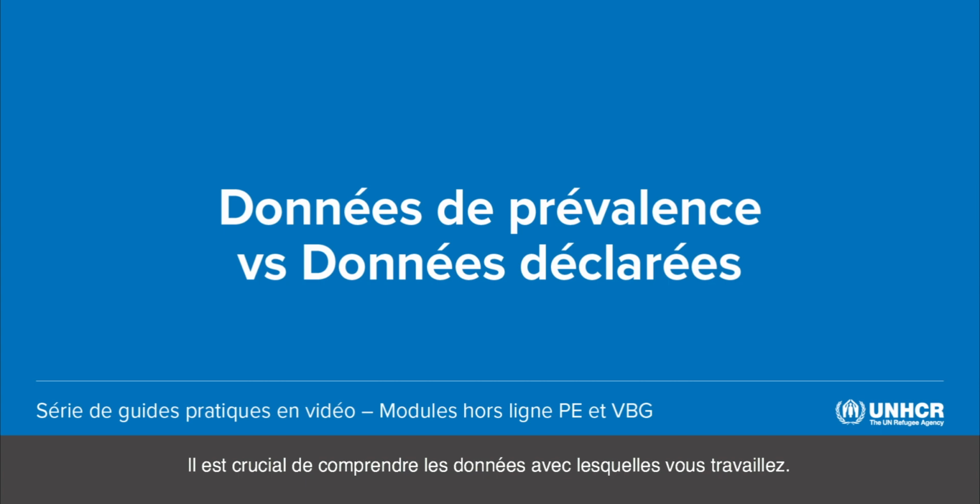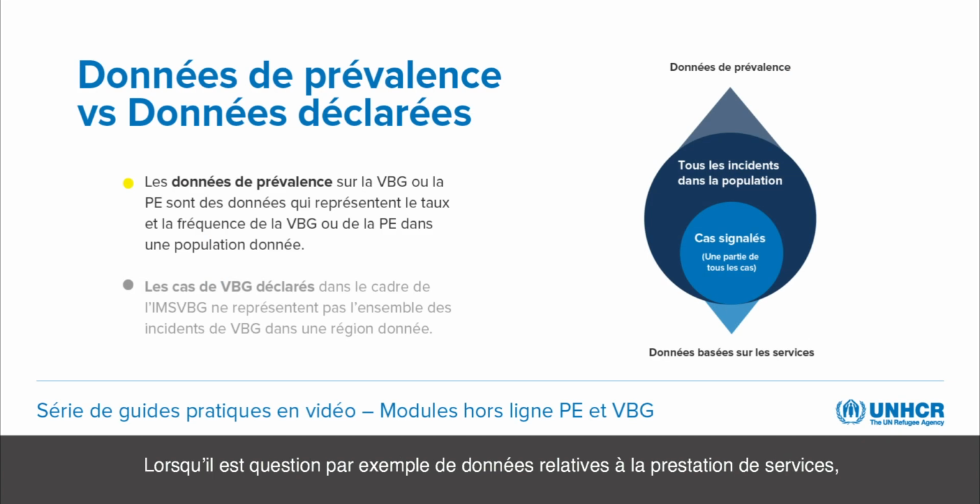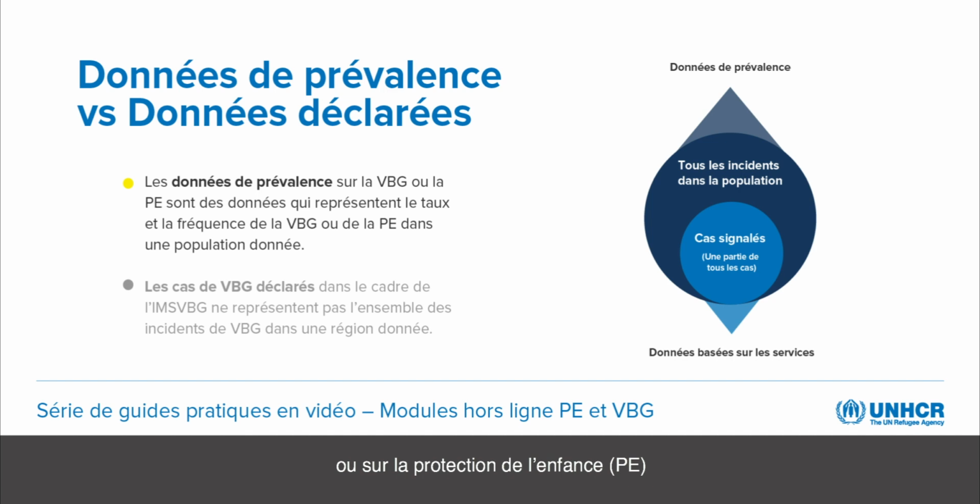It's very important to understand the data that you're working with. So when we talk about service provision data that we're collecting, when we put information into V4, when we do GBVIMS, when we use CPIMS, when we use any of these things where we're basically just collecting data as part of our service provision, this is not perfect data.